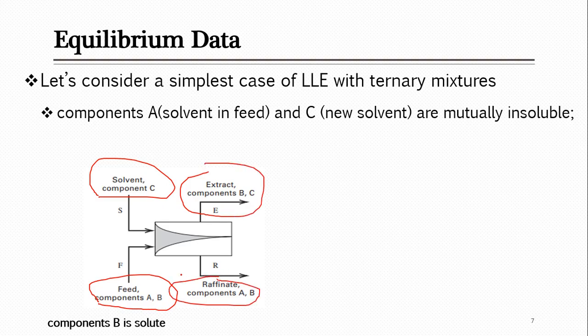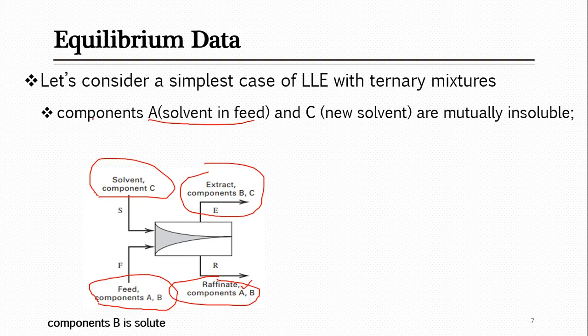So, when you introduce the feed, it contains two components A and B. A is the solvent of the feed, or what you have studied as the carrier, which is in large amount in the feed, and B is our solute. You bring this in contact with a new solvent and give it some time for settling. After settling you get two phases, extract and raffinate. The extract is the phase rich in the externally introduced solvent, and the raffinate is the phase rich in carrier A.